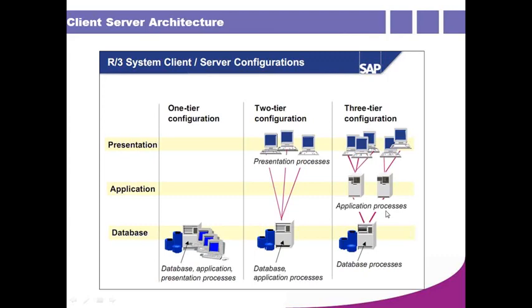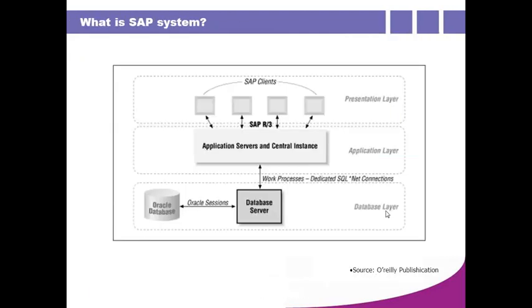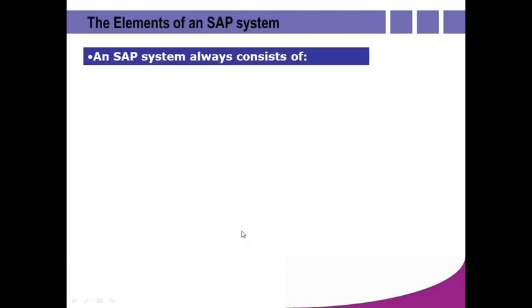Okay, I'm moving to the next slide. Yes, this is the way. Whatever we have seen, the presentation layer is where we send the request from, this is the application layer, SAP, and the database. Now we will see the elements of the SAP system, that means what components are in the application layer.